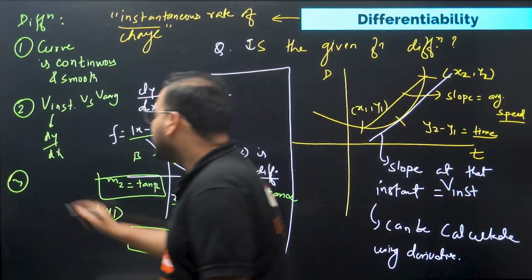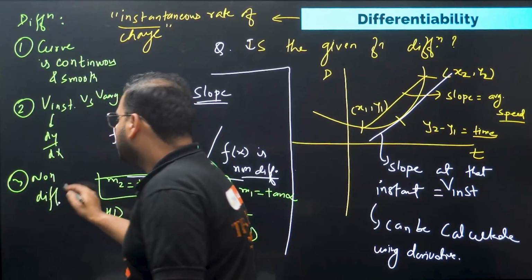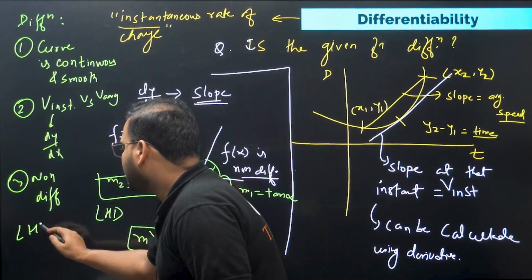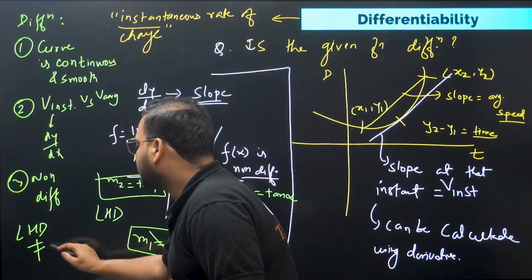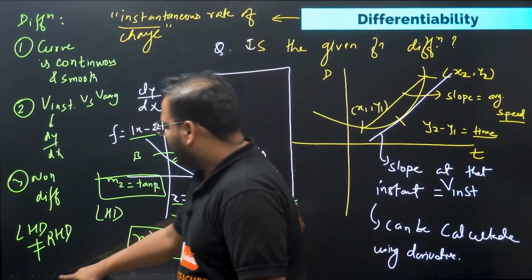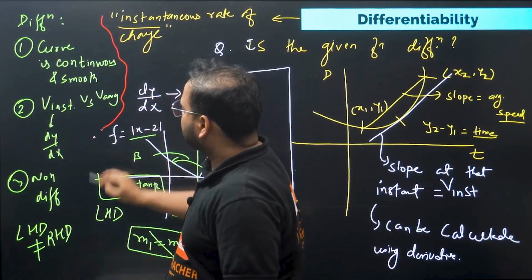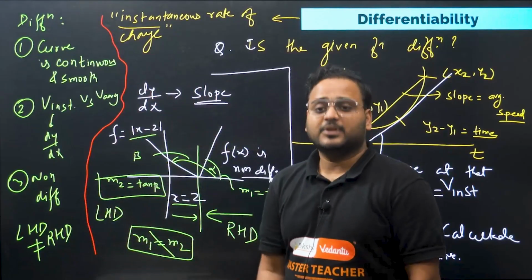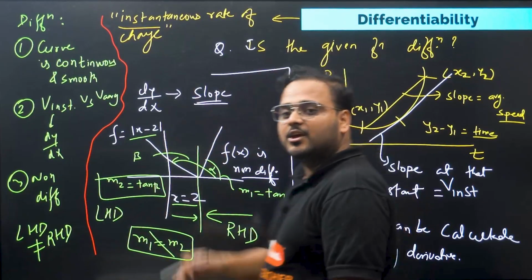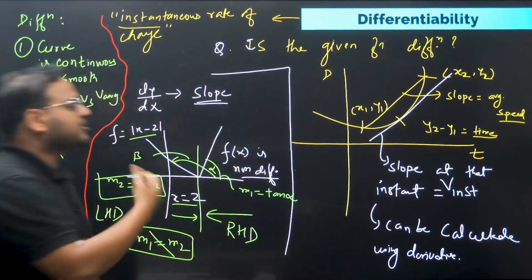Last, we saw how a function can be non-differentiable, using the concept of LHD not equal to RHD. What is LHD and RHD? Left hand and right hand derivative. This is my conclusion of the particular slide. Too much, but if you understand this clearly, your session is over. The rest will all be application of this whole thing.